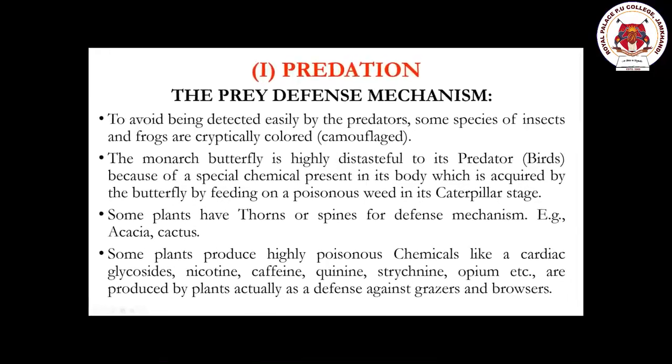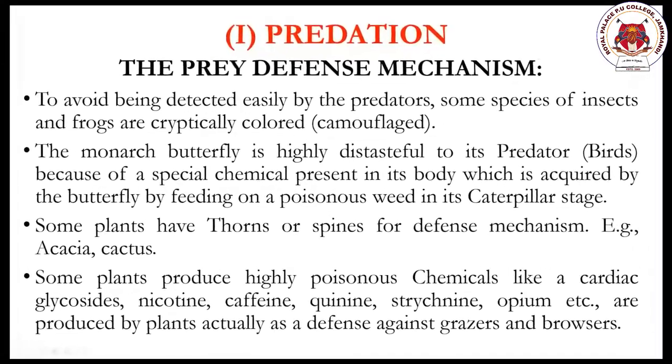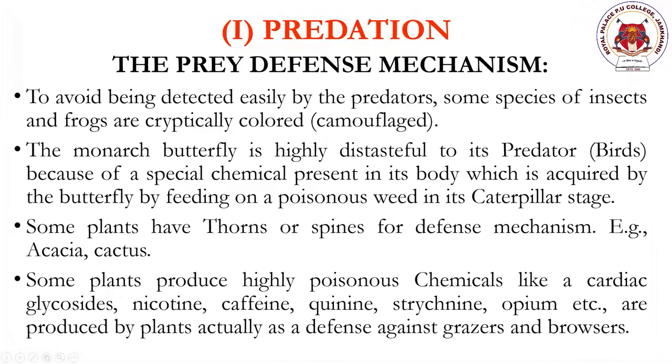Let us enter into another topic, which is about predation itself. The topic name is the prey defense mechanism. We know that the predator will definitely come and eat the prey, that is common sense. But there are some smart organisms also. There are some smart prey also. They have a tendency to show a different kind of adaptation or mechanism so that the predator could not understand the prey and will not eat it.